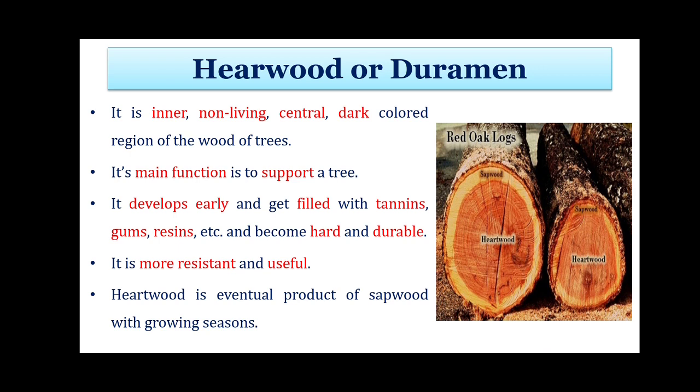It is the inner non-living central dark colored part. The main function of this part is to support the tree, or mechanical support. It develops in early stages of growth and it gets filled with secondary metabolites, tannins, gum, resin, and it becomes hard and durable. This part, that is heartwood or duramen, is more resistant and useful as timber.